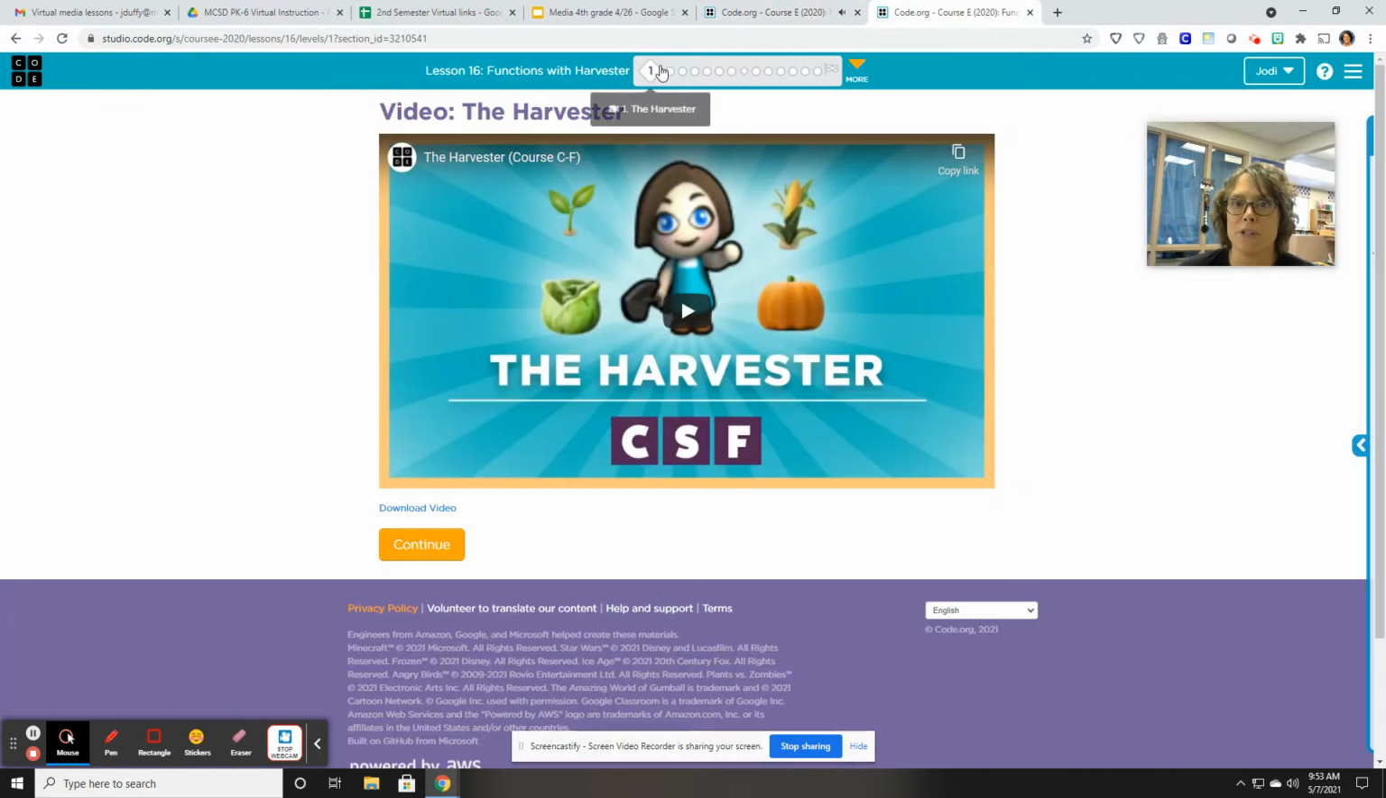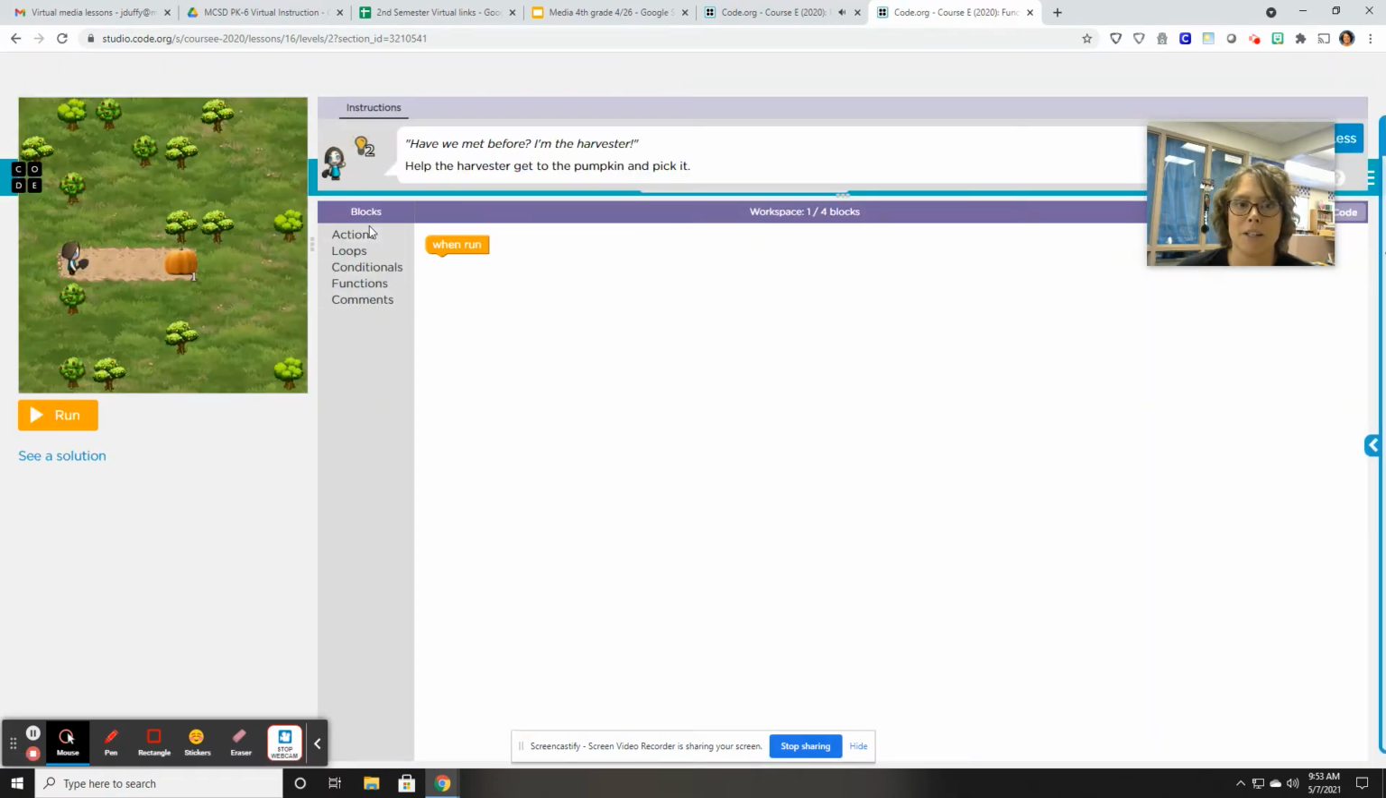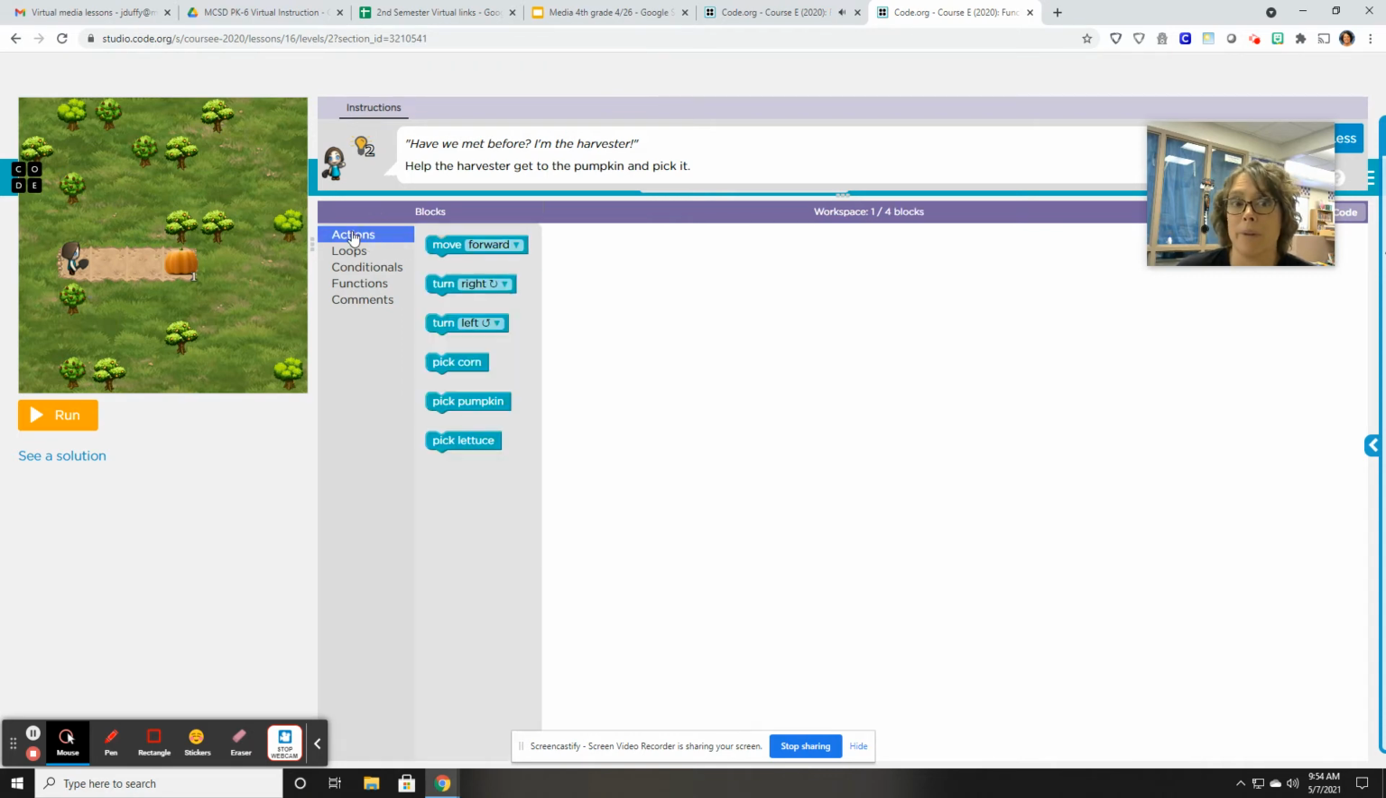But when we get over to the harvester, you will see that the toolbox, like I said, looks different. And instead of seeing all the blocks that you will need, you'll actually see the categories of blocks. So here we have actions, loops, conditionals, functions, and comments. And you will be using all of these throughout the course of this lesson. So when you click on the category of blocks, you're going to see all the blocks that you need. So they are all there.